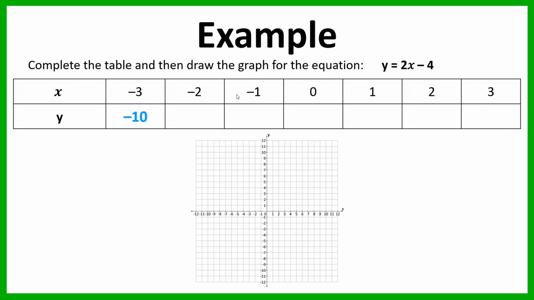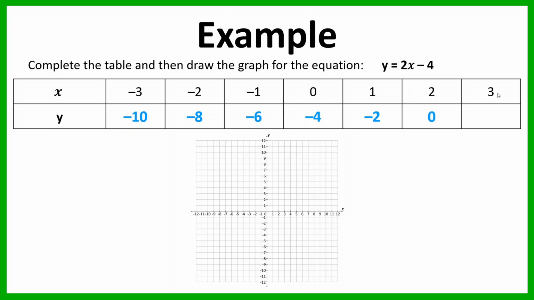Then if x is negative 2, I have 2 times negative 2, which is negative 4. Minus 4 is negative 8. If x is negative 1, I've got 2 times negative 1, which is negative 2. Minus 4 gives me negative 6. If x is 0, then I've got 2 times 0, which is 0. Minus 4 gives me negative 4. If x is 1, then I've got 2 times 1, which is 2. Minus 4 gives me negative 2. If x is 2, then I have 2 times 2, which is 4. Minus 4 gives me 0.